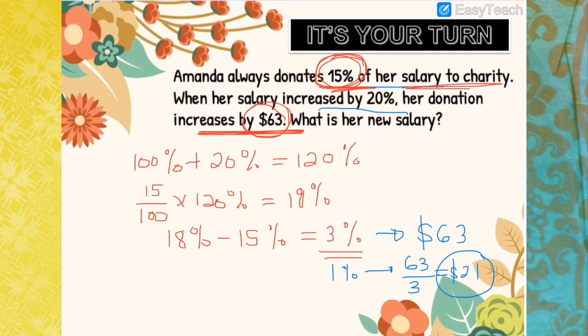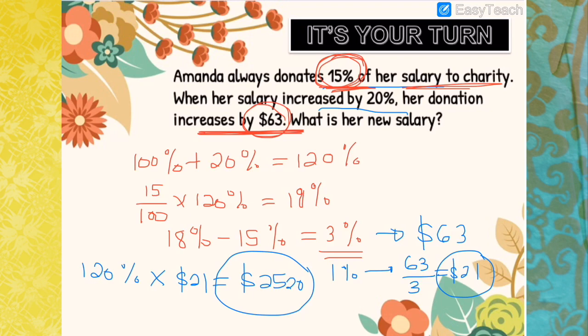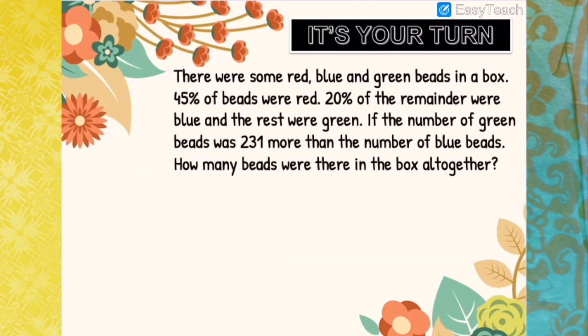Therefore, 120%, which is her new salary, times the 1% of this, which is 21, would be 2,520. Therefore, her new salary is $2,520. Another example that you can work on.